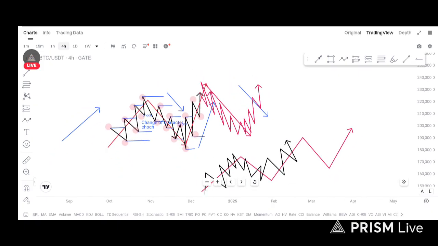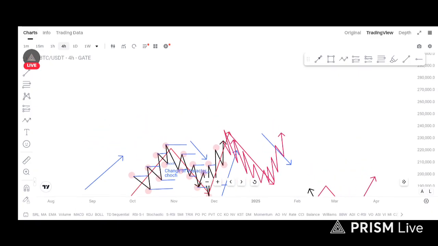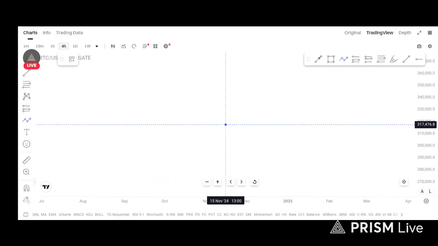Okay, now let's go to the chart. Should I do it for a downtrend? Okay, let's do it for a downtrend so that you understand better.